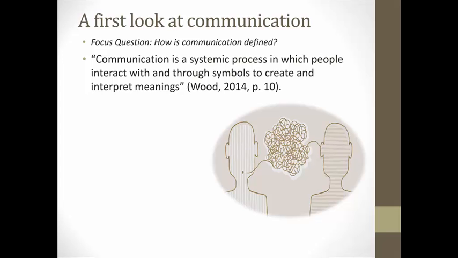So, communication is a systemic process in which people interact with and through symbols to create and interpret meanings. That it's systemic means that it's part of a system, right? We have multiple parts that interact, and a system is always trying to maintain homeostasis, which means it's trying to stay the same and stay balanced. That it's systemic also means that it's holistic. Holistic meaning it applies to everything.